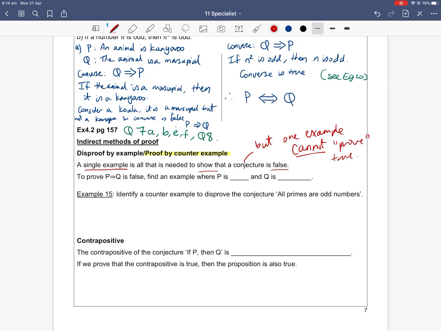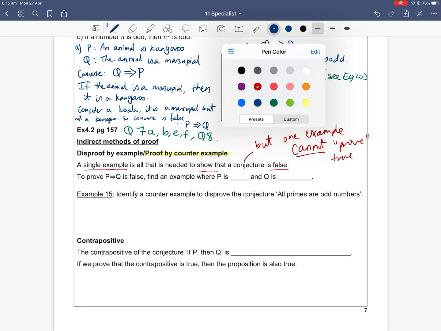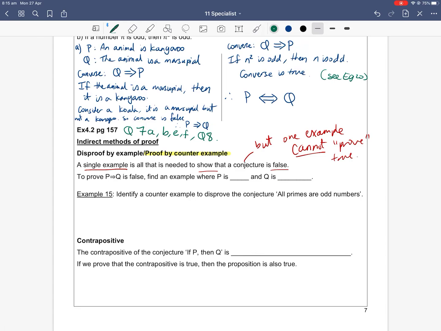So to show something's false, you just need to give me a counterexample. In particular, if we're trying to prove an "if P then Q" statement is false, then find an example where P is true, so P happens, but Q does not happen. So to prove "if P then Q" is false, show that P is true and Q is false, and that statement cannot occur. So let's have a look at example 5.